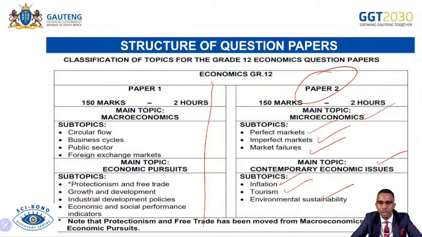And then, like I've said, also economic issues. We have inflation, tourism, as well as environmental sustainability. These are found in question 1, question 3, and as a part of question 4, as well as question 6.